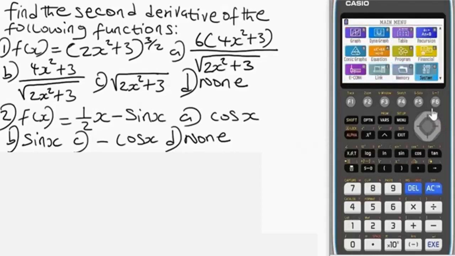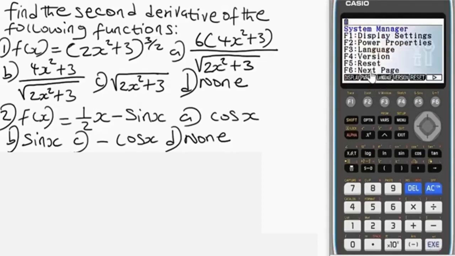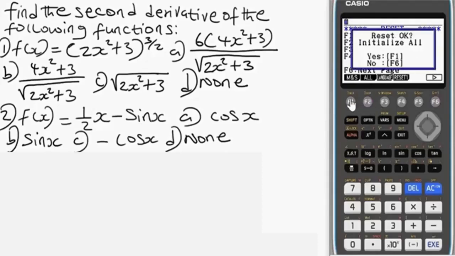Okay, so once you get here, press execute. Execute for this calculator stands for equal to. Alright, once you press execute, you then press F5 for reset. Then press F6 for next page. When you get here, press F2 to initialize all. Alright, press F1, yes, we want to initialize all. And it will begin to initialize all to reset the calculator as indicated here.